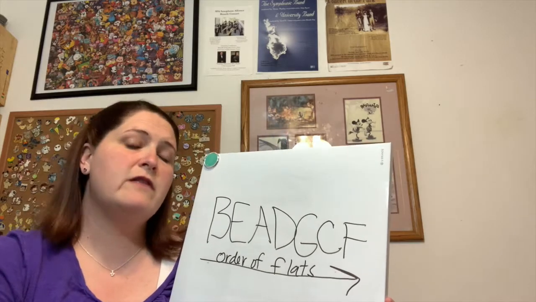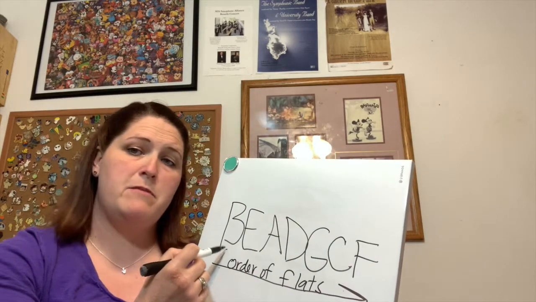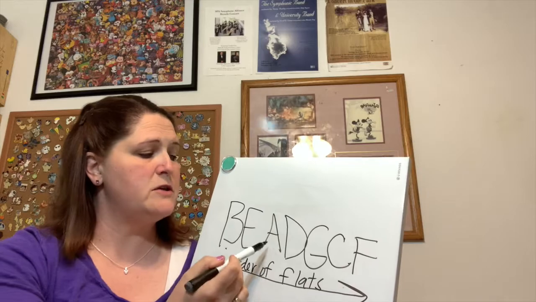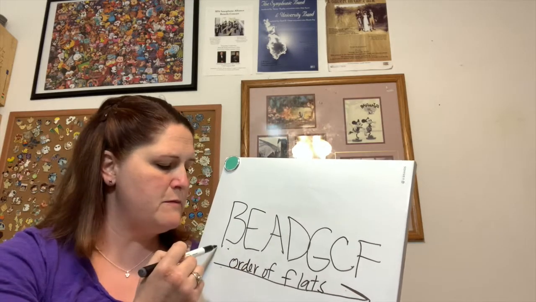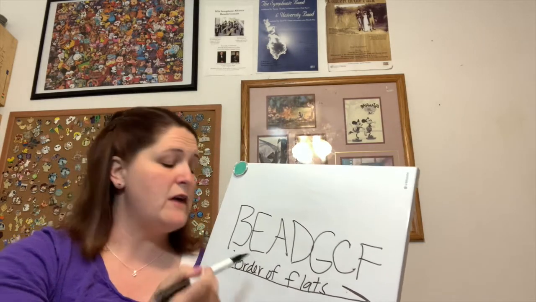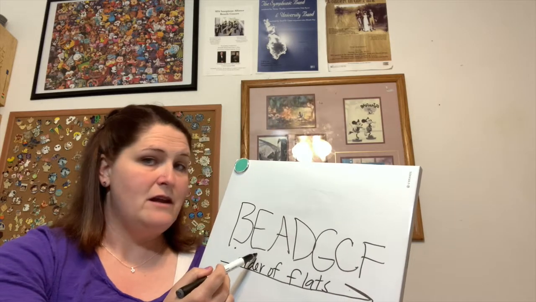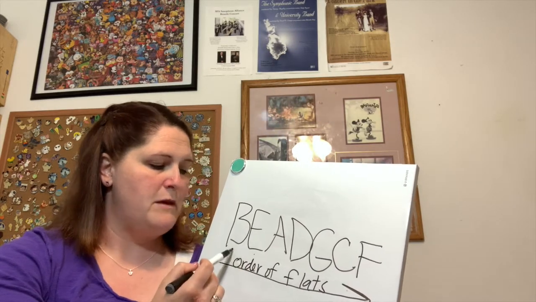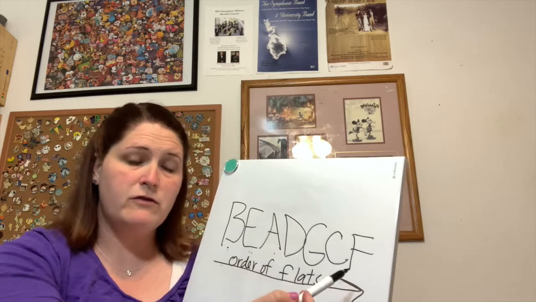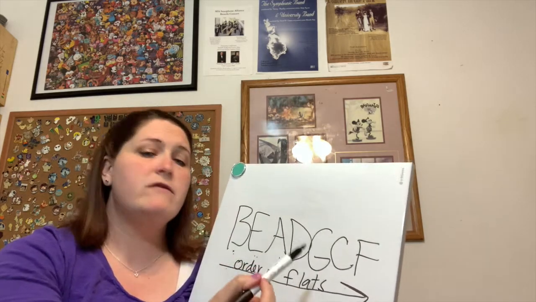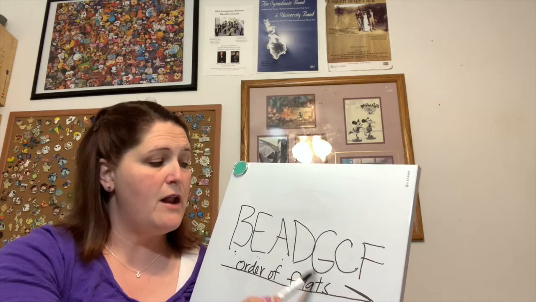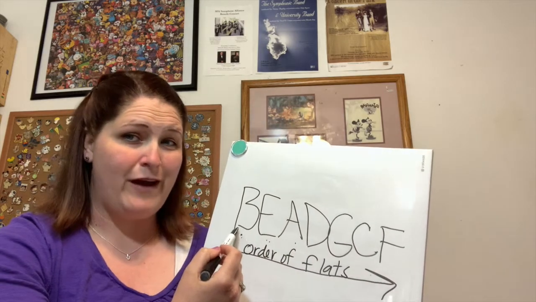So if you have one flat in your key signature, it's always going to be a B flat. They're never going to put one flat and expect you to play A flat, okay? It's always going to be B flat first. If you have two flats, it's always going to be B flat and then E flat also. If you have three, B flat, E flat, A flat, and so forth. You're never going to have a G flat in your key signature without having a D, an A, an E, and a B before that, okay?